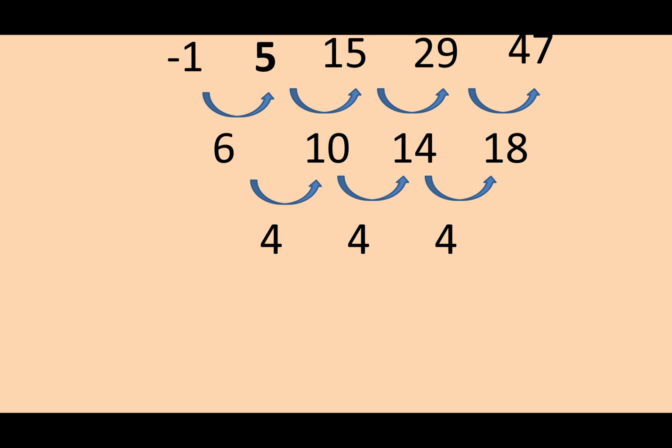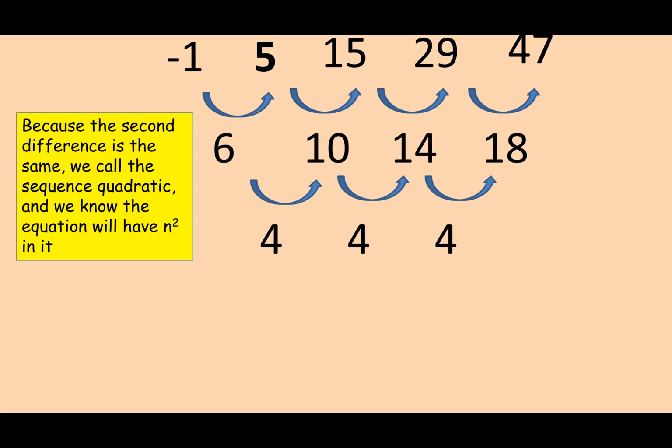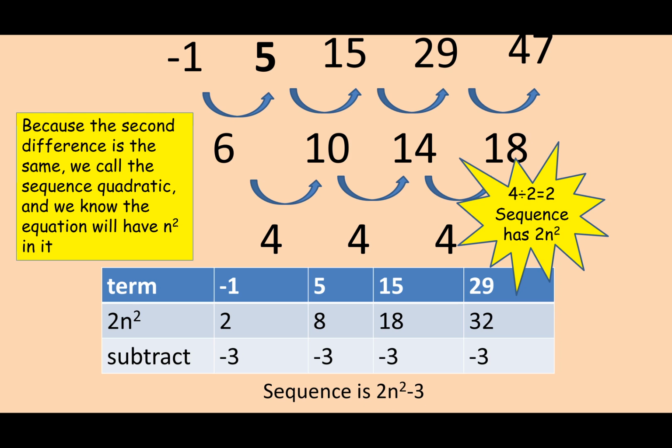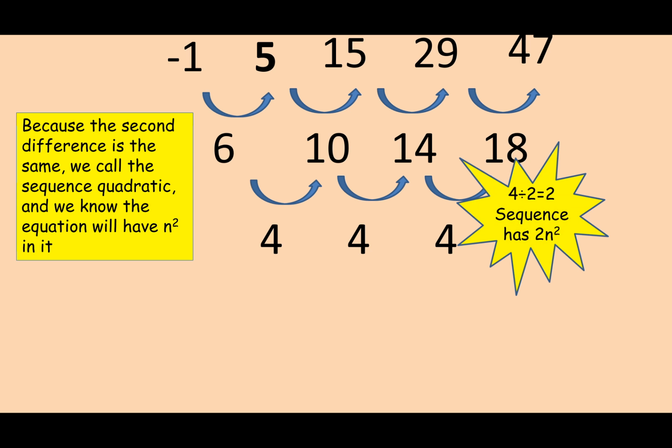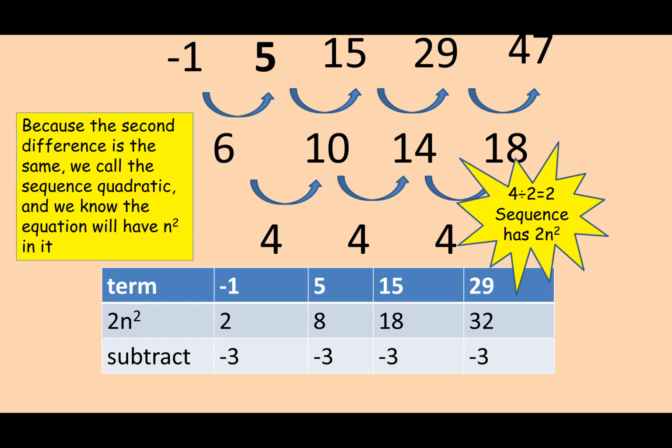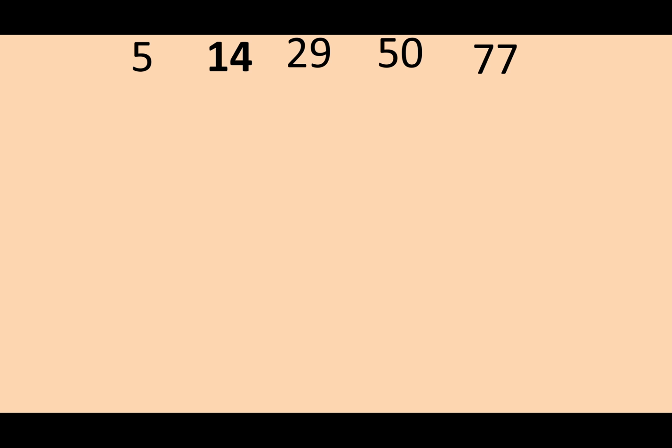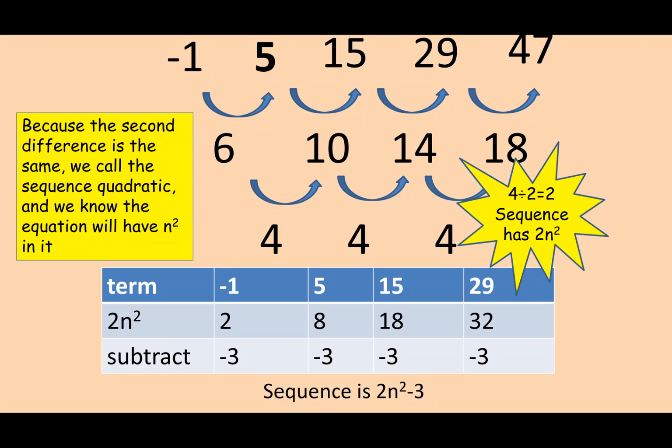Okay, now because the second difference is the same, we call the sequence quadratic. And we know that equation will have an n squared in it. This is something you have to remember, that a quadratic sequence will have an n squared in it. So let's have a look. Once we found the second difference, all you have to do is halve the second difference, and that will give you 2n squared.